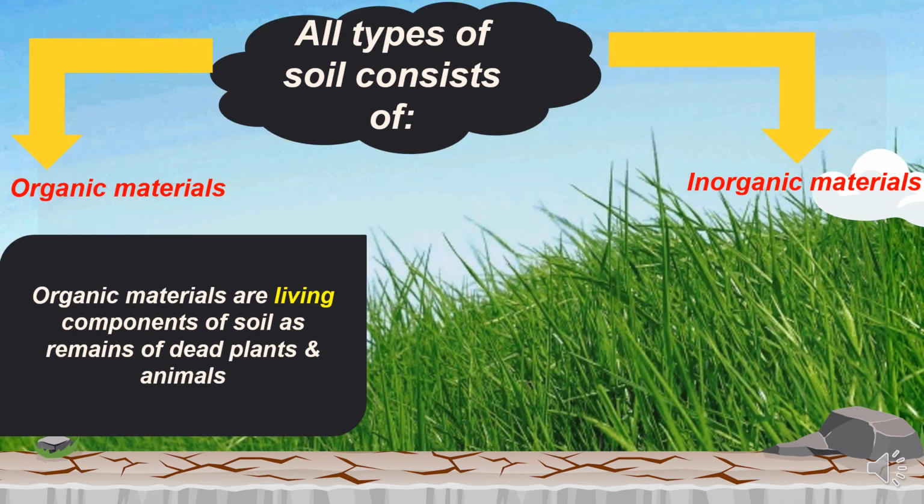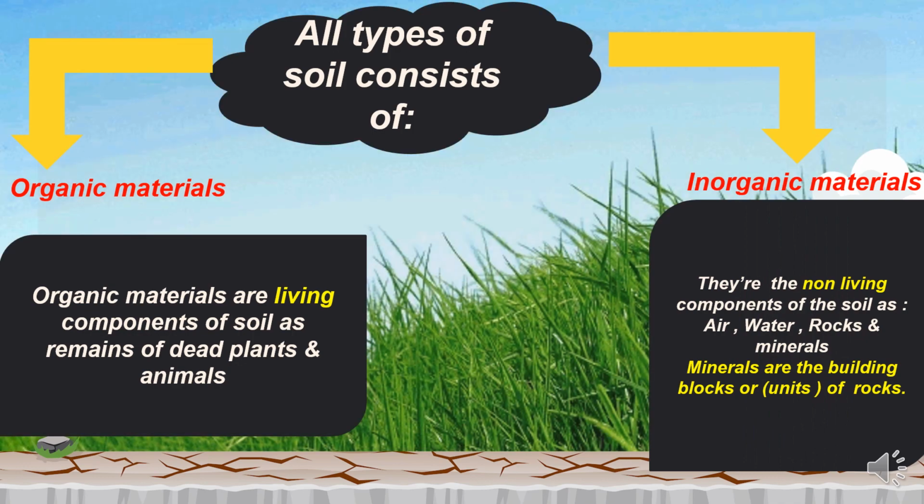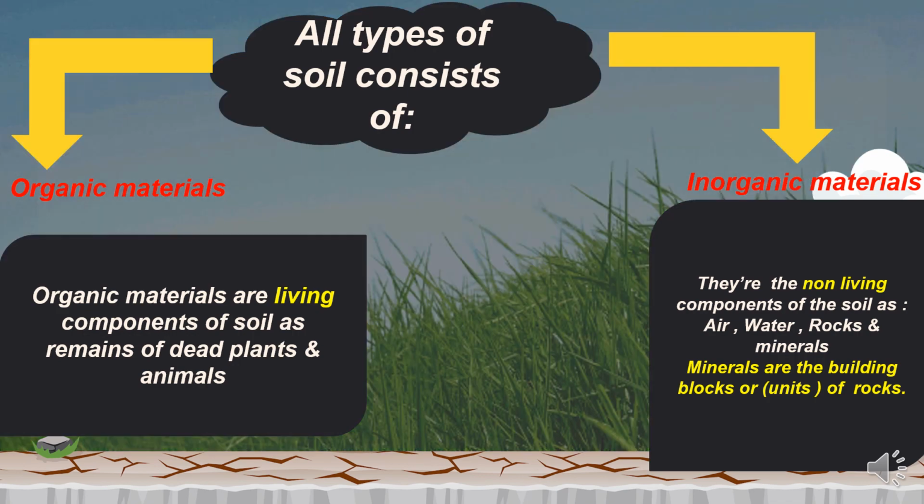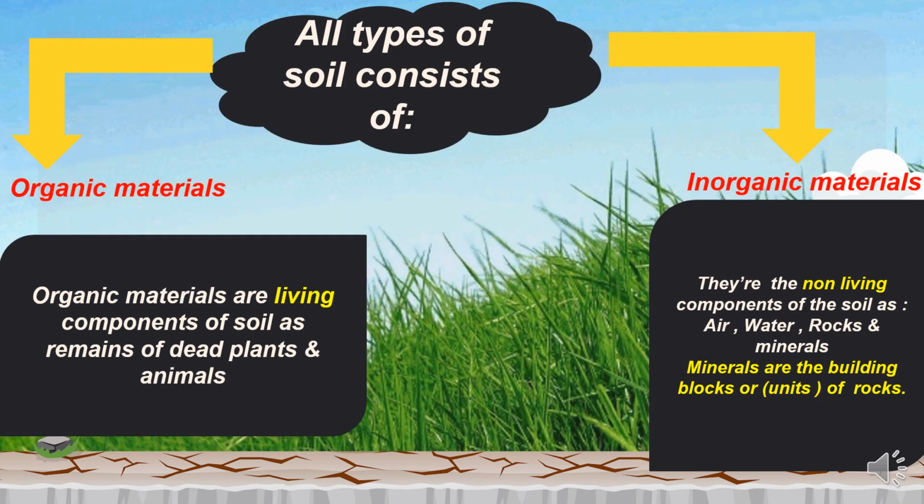While talking about inorganic materials, inorganic, primary 6, means non-living things or non-living components which are found inside the soil. Give me examples of the inorganic materials. Super, inorganic materials means non-living things, so non-living things such as air, water, rocks, and minerals. And minerals, by the way, are the building units which form the rocks. Super, primary 6.